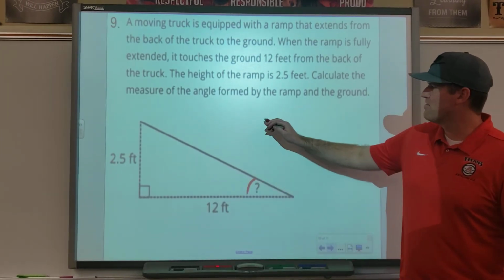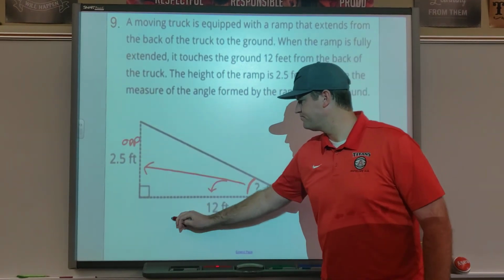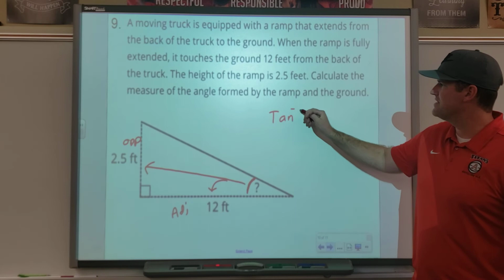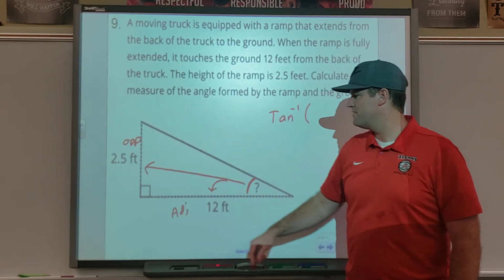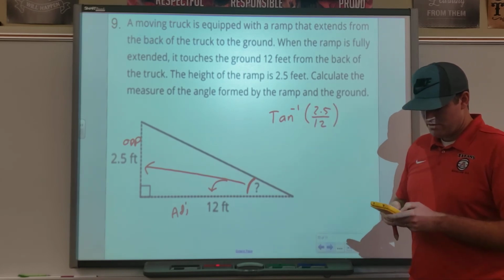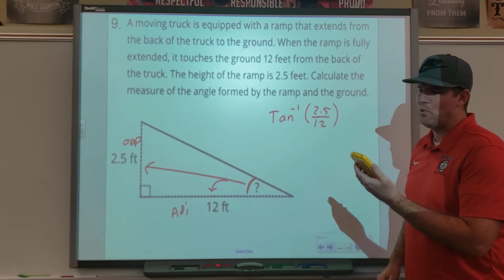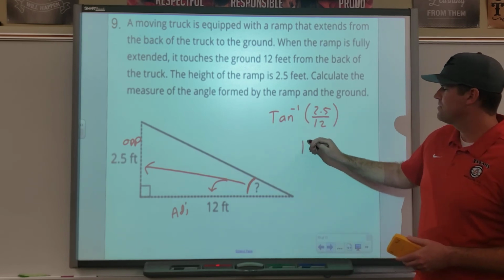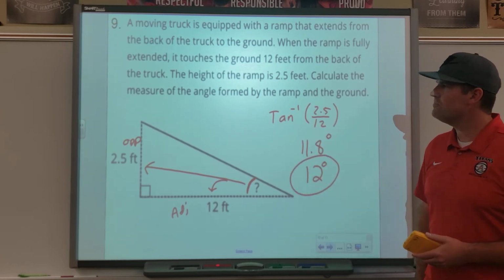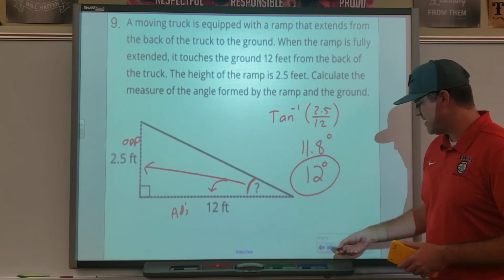We know that angle is inverse, and I'm using the opposite and adjacent. So right, today's all about tangent so far. So inverse tangent of 2.5 over 12. And I get an angle measure of 11.8 degrees, or we could round that to 12 degrees. All right, so actually once you get the hang of this, it's pretty simple. Hopefully you guys are doing okay.